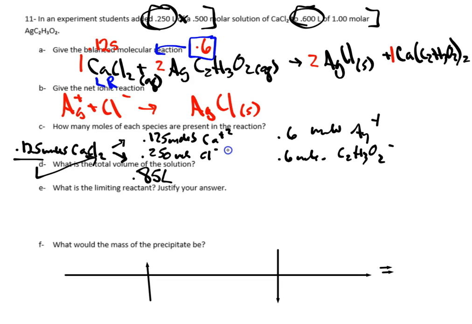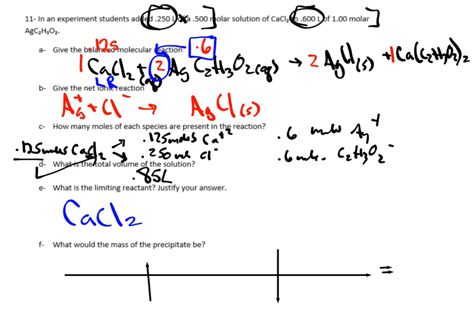Yes, Diane? Yes. We're always finding the bigger coefficient. So it doesn't matter which one it is, it's just the bigger of the two. If the answer is no, then that is your limiting reactant. If the answer is yes, then it's the other thing that is your limiting reactant. All right. Okay so far?